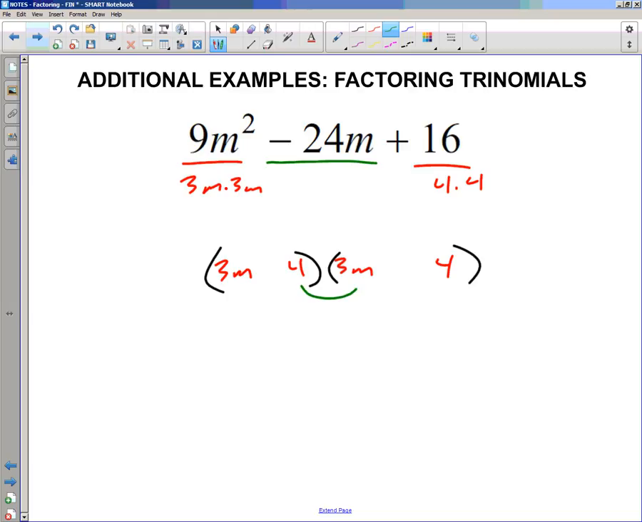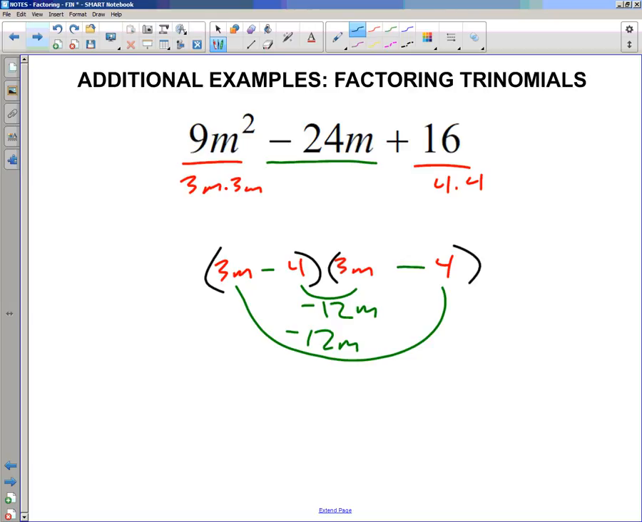4 times 3m is going to give us 12m, and 4 times 3m is 12m for both of those. And can we combine those to get the negative 24? Yes, yes we can. We're going to need both of those to be negative. Negative 12 and negative 12 will give us the negative 24. So that means these signs are both going to be negative as well.